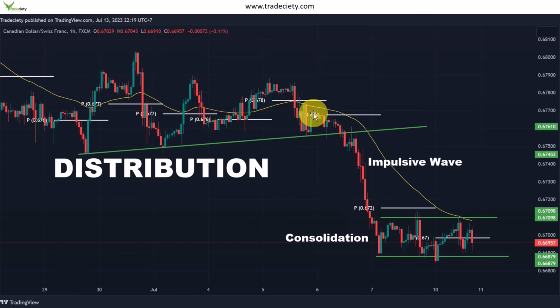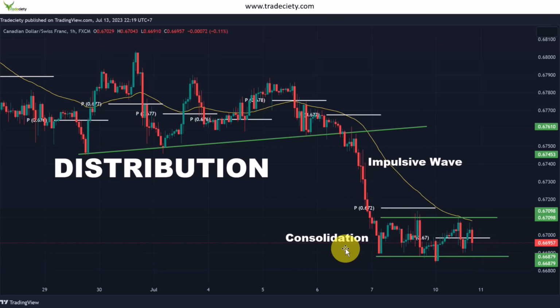Obviously, this doesn't work 100%, but it is a very, very first important signal that we can use for our analysis. What we have is an impulsive wave. In a short period of time, the market sold off very, very aggressively. And then we move over into a consolidation, a time where the market goes sideways.